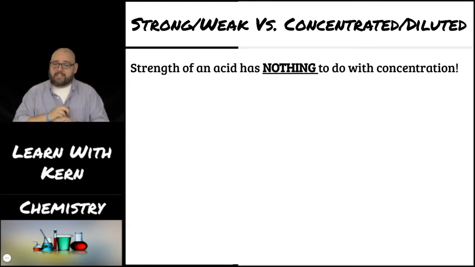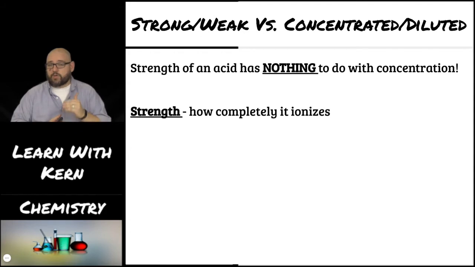So strength has nothing to do with concentration. How corrosive something is, or how the acid or base affects other things, has a lot to do with concentration, but that doesn't mean it's strong. You can use a weak acid or a base to do very corrosive things. So strength of an acid has nothing to do with its concentration. It's very important that you understand that strength is only about its ionization. The strength is how completely it ionizes. It either ionizes completely or it doesn't. A strong acid ionizes completely, a weak acid does not.